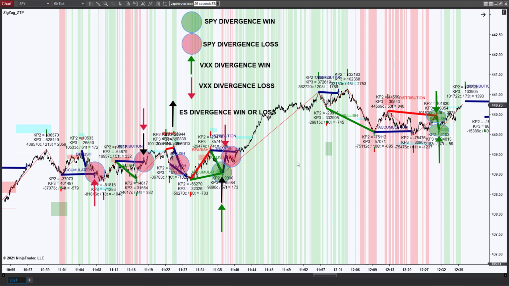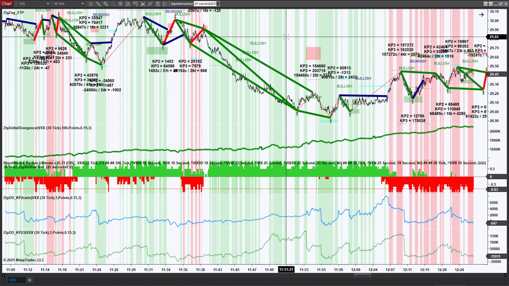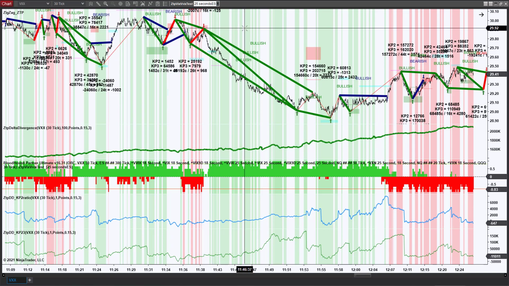And at the end, we'll take a look at what the statistics were for just the SPY divergence alone, the SPY divergence with VXX, the SPY divergence with the ES, and what happens when all three divergences line up. For this test, I am using the 25-second ES template for the VIX real-time signals.